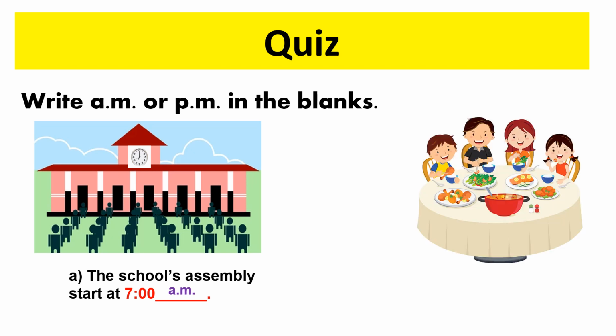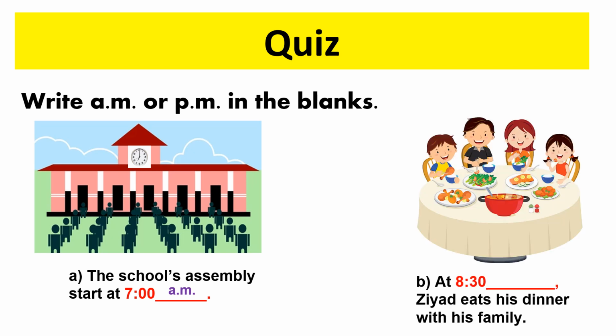Now we do another question. At 8:30, what? Ziad eats his dinner with his family. Is that AM or PM, student? I give you 3 seconds. 3, 2, 1. Yes, you're correct. For dinner, it will be PM. So at 8:30 PM, Ziad eats his dinner with his family. Well done, student. Good job.